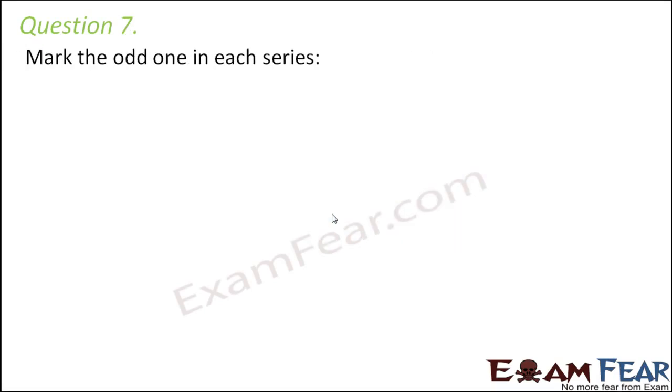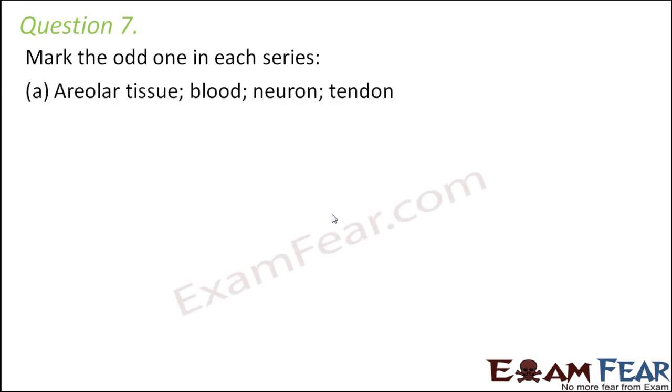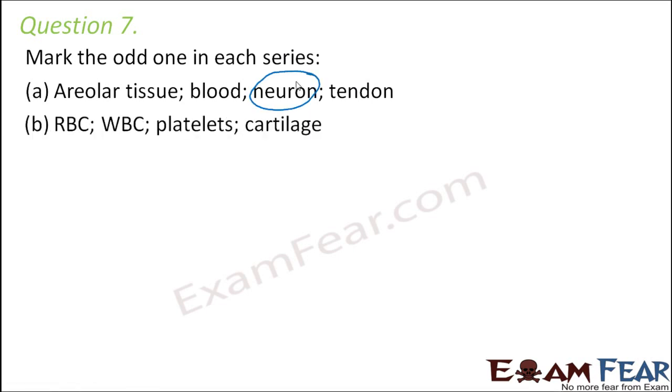Let us look at question number 7 and the last question of this lesson. Mark the odd one in each series. Areolar tissue, blood, neuron, tendon. Areolar tissue, what type of tissue is it? It is a connective tissue. Blood is again a connective tissue. Neuron is a part of nervous tissue. Tendon is again a connective tissue. So which is the odd one? Neuron, because it is not a type of connective tissue. Next, RBC, WBC, platelets and cartilage. It is very simple. RBC, WBC, platelets are all components of blood, whereas cartilage is a different connective tissue altogether. So cartilage is the odd one out.